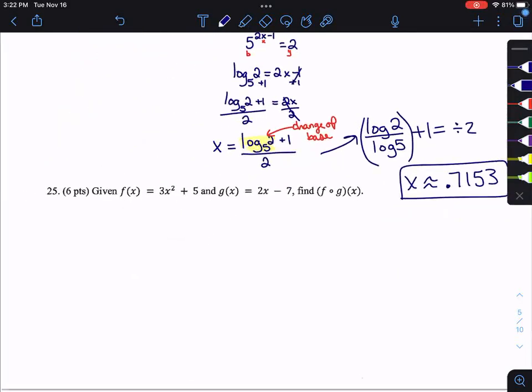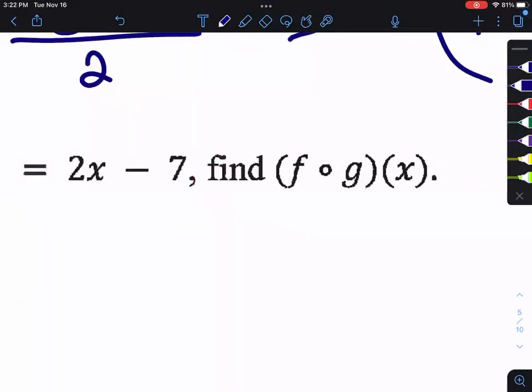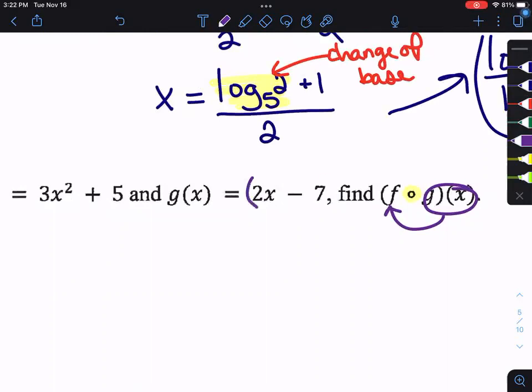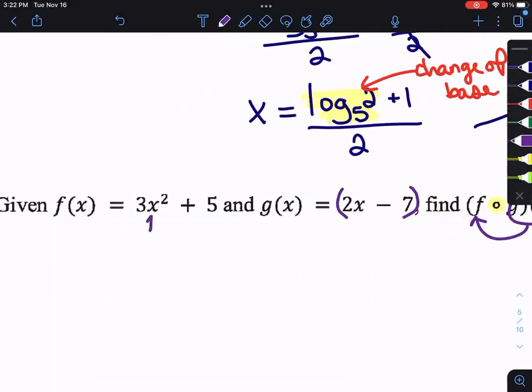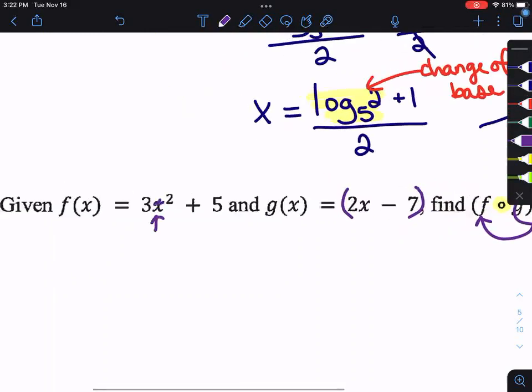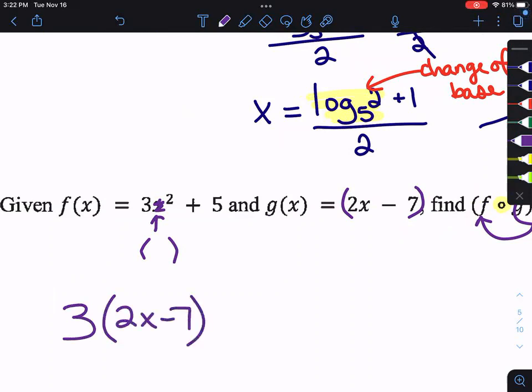All right, last one. We're given 2 functions, and then we need to find this composition. Notice this is an open circle here, so we've got to take g of x and plug it into f. So we're going to take this in parentheses, and we're going to plug it right here where this x was. So we're going to take this x out and replace it with those parentheses. So we're going to have 3 parentheses 2x minus 7. Those are parentheses, then this squared comes down, and then the plus 5 comes down.